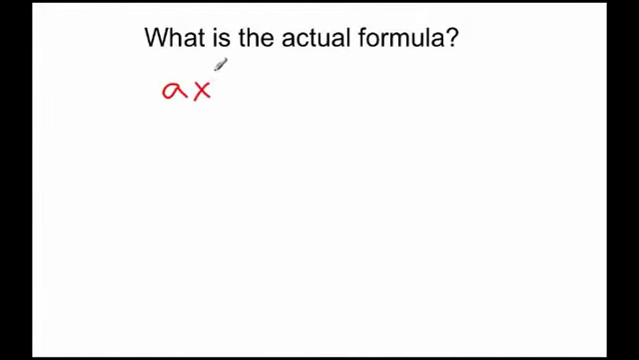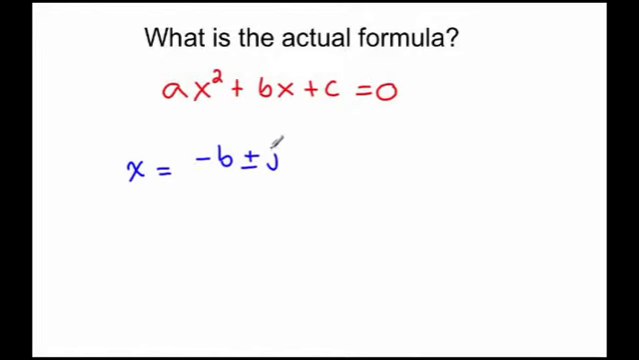If we have a quadratic equation, ax squared plus bx plus c, and we've set it equal to 0, the quadratic formula itself is the solution to this problem. And it says that x can be equal to negative b plus or minus the square root of b squared minus 4 times a times c, and this is all divided by 2a.